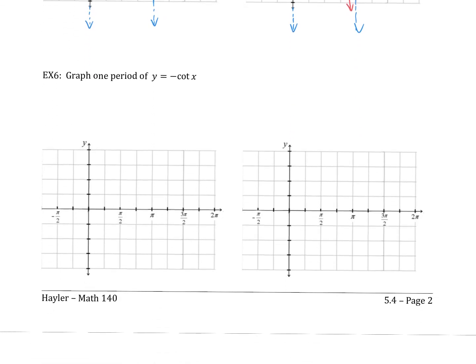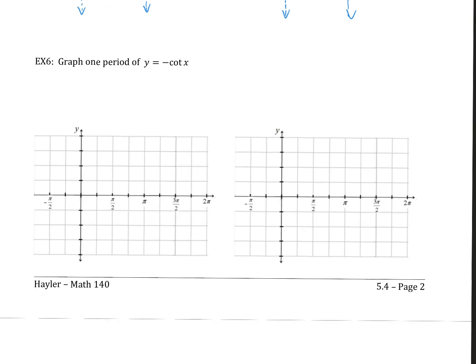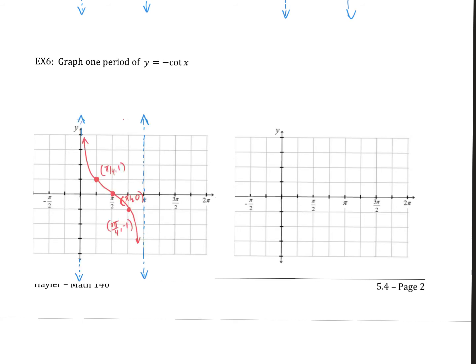Okay, so now let's take a look at example 6. Take a moment, pause the video, and try to graph the parent function of cotangent again. Check in with me in a sec. Alright, so I went ahead and graphed the parent function of cotangent. So as usual, we have the asymptotes at 0 and pi, and then we have our intercept, or a 0, at pi over 2, and our 1's at pi over 4 and 3 pi over 4. So now let's take a look at our function.